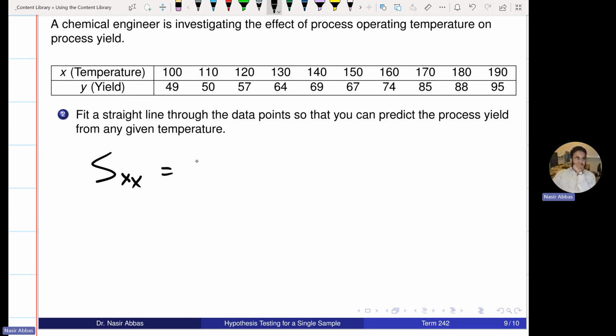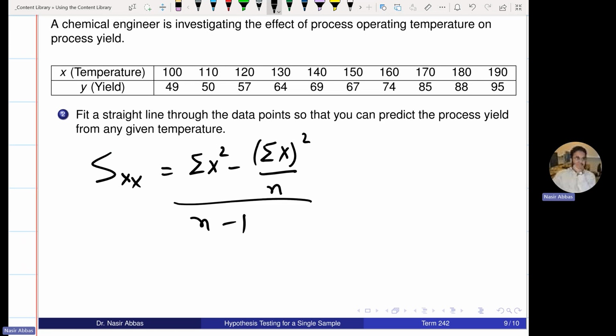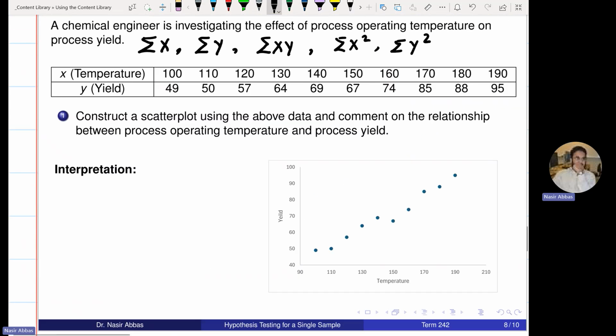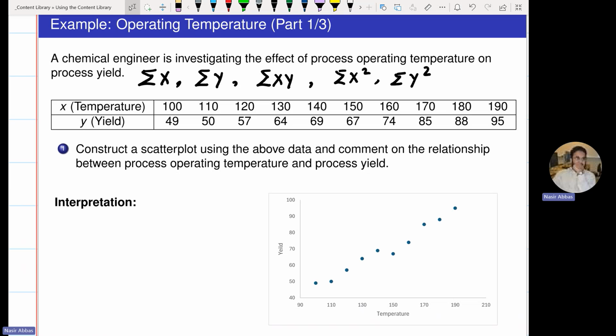SXX, which is summation x squared minus summation x whole square over n. This is the numerator part of variance. If you divide this by n minus 1, it becomes variance. But we'll not do that. Here we don't need variance. Let us stop here, and I will discuss this example thoroughly in the next class.